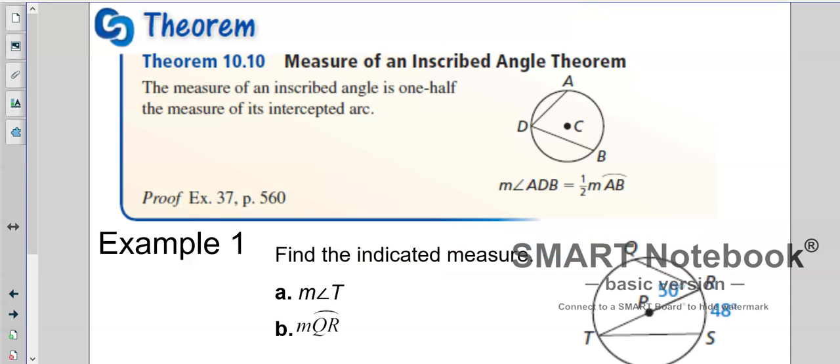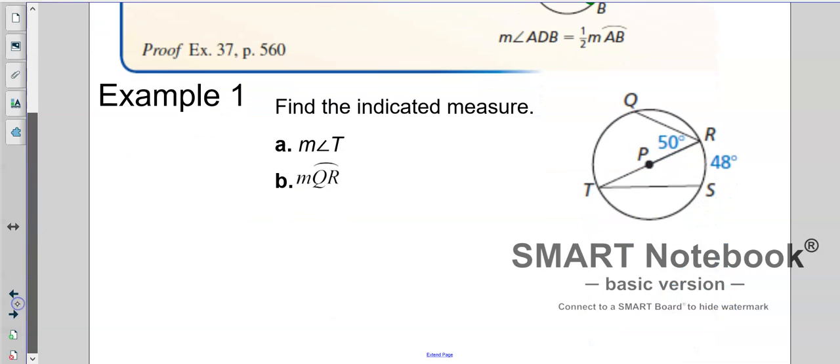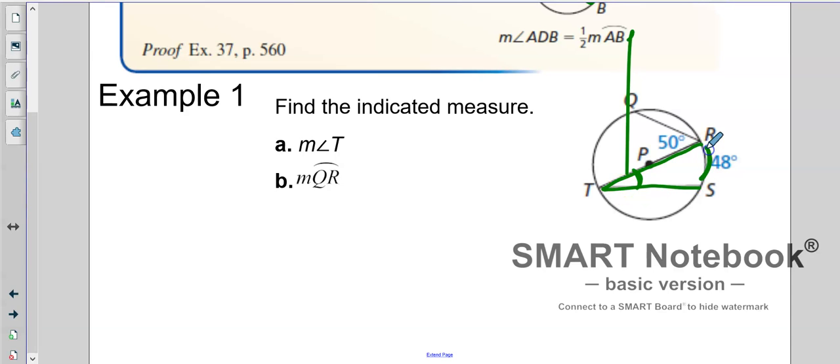One more. Measure of an inscribed angle theorem. The measure of an inscribed angle is 1/2 the measure of its intercepted arc. Okay, so angle ADB, this angle right here, is half whatever that arc is. So the measure of angle T, that's right here. Angle T, the intercepted arc is 48. All right? So remember, the relationship is 1/2. So this is 24 degrees.